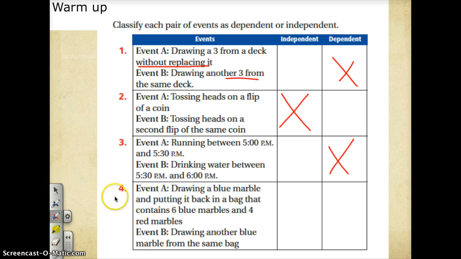Number 4, event A, drawing a blue marble and putting it back in a bag that contains 6 blue marbles and 4 red marbles. Event B, drawing another blue marble from the same bag. We draw a blue marble, put it back. Once we put it back, we have the same number to choose from. Those would be independent.